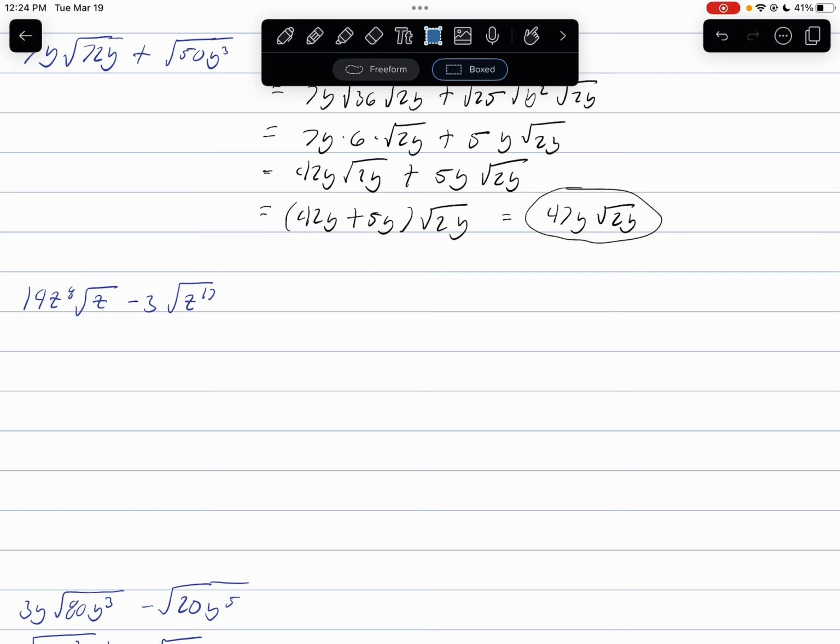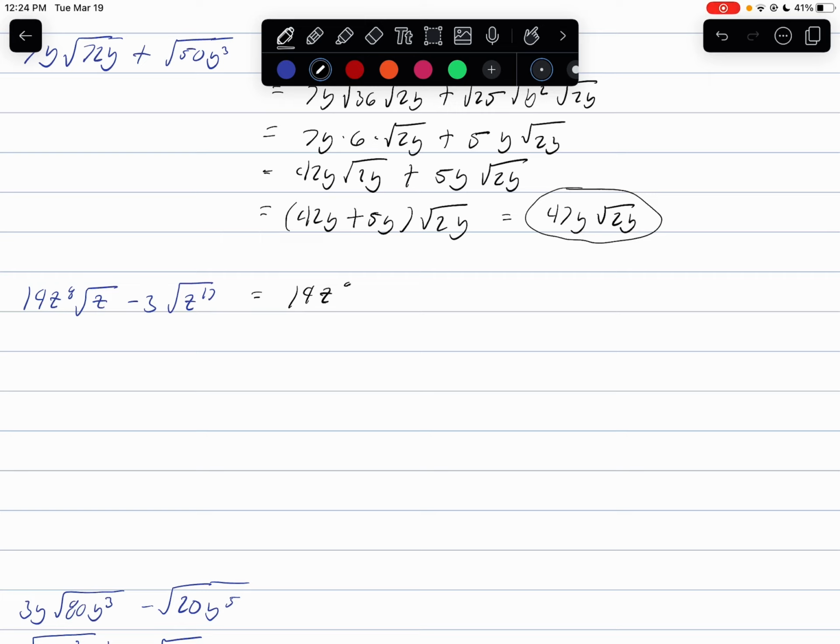Okay, here we have 19z to the 8th times the square root of z minus 3 times z, the square root of z to the 17th. Okay? So I'm guessing because this is written as the square root of z, that's probably our anchor point, if you will, the thing we're looking for here. So let's see if we can rewrite z to the 17th so that we can get a square root of z out of that. And we can.